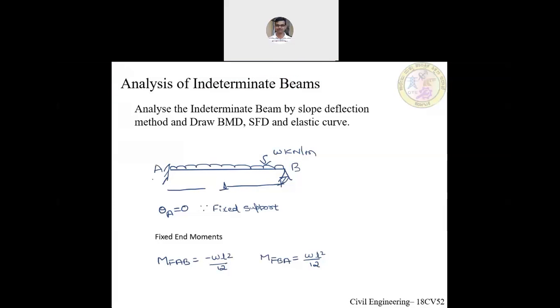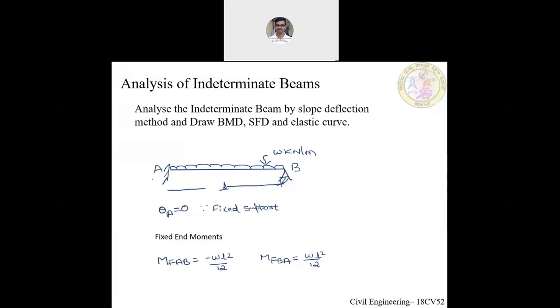Now we have taken a simple example. We are required to analyze this indeterminate beam by slope deflection method, wherein we can see that one end, the joint A, is fixed and joint B is a roller support or a pin support. It is subjected to a uniformly distributed load of W kilonewton per meter over a span of L, and the flexural rigidity EI is constant throughout the length of the beam.